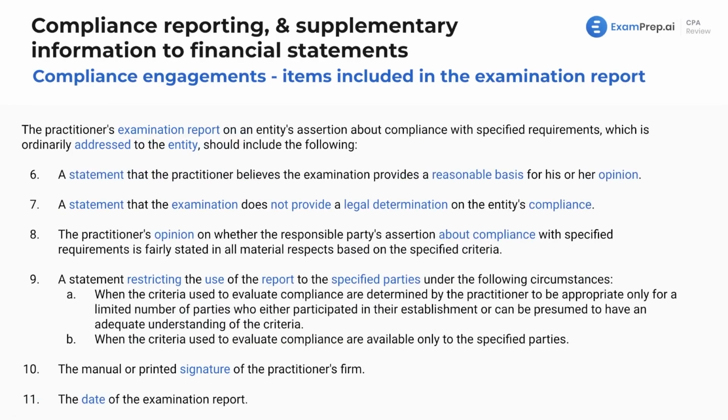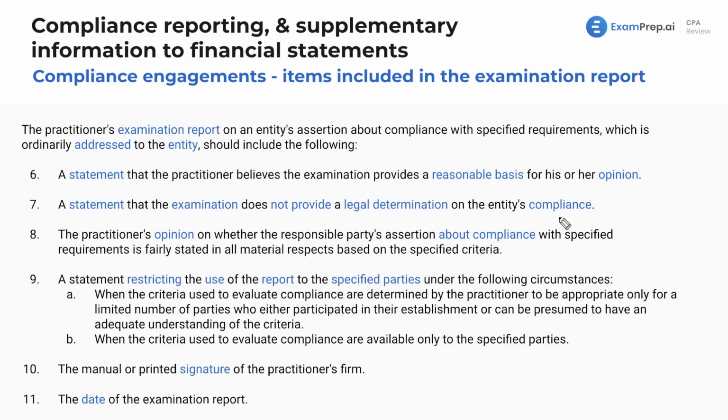We got some more items that we're going to include in that examination report. We're also going to include a statement that the practitioner believes the examination that they conducted provides a reasonable basis for his or her opinion. Sounds good there. We're going to include a statement that the examination does not provide a legal determination of the entity's compliance. Now, that's an interesting one, right?